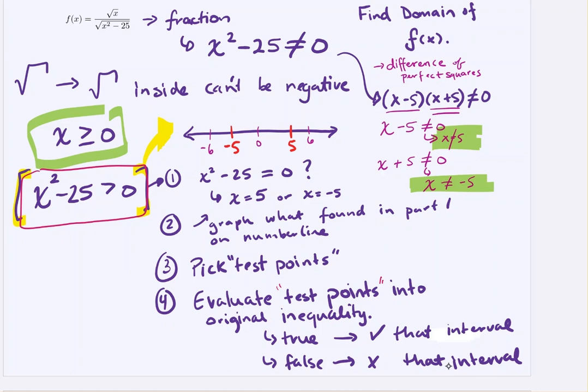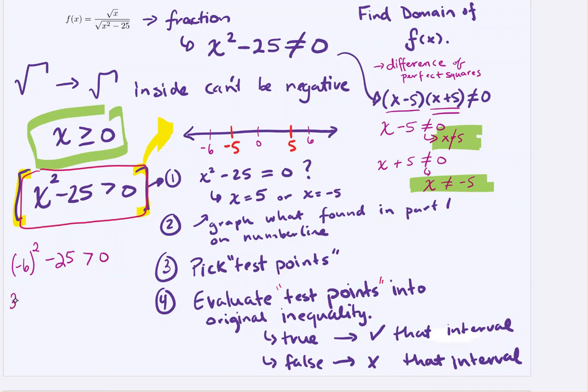If you get a false statement, then we put an X over that interval that involves that test point. Let's start with our test point negative 6. So I'm going to input this negative 6 into the inequality x squared minus 25, that's supposed to be greater than 0. Let's see if that's accurate.